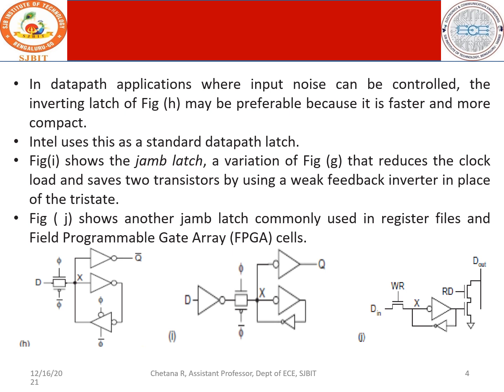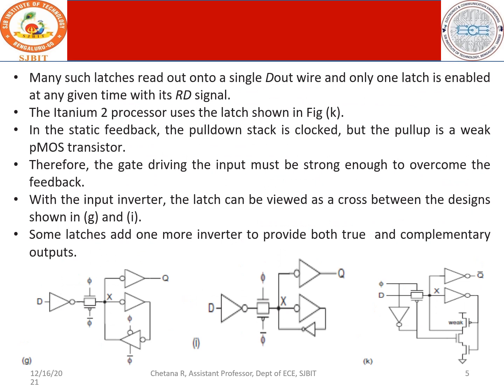Next you have another type of jam latch, which is commonly used in register files and field programmable gate array cells. Many such latches read out onto a single D-out wire, and only one latch is enabled at any given time with its read signal. The Itanium processor uses this latch, as shown in figure K, with static feedback where the pull-down stack is clocked but the pull-up is a weak PMOS transistor.